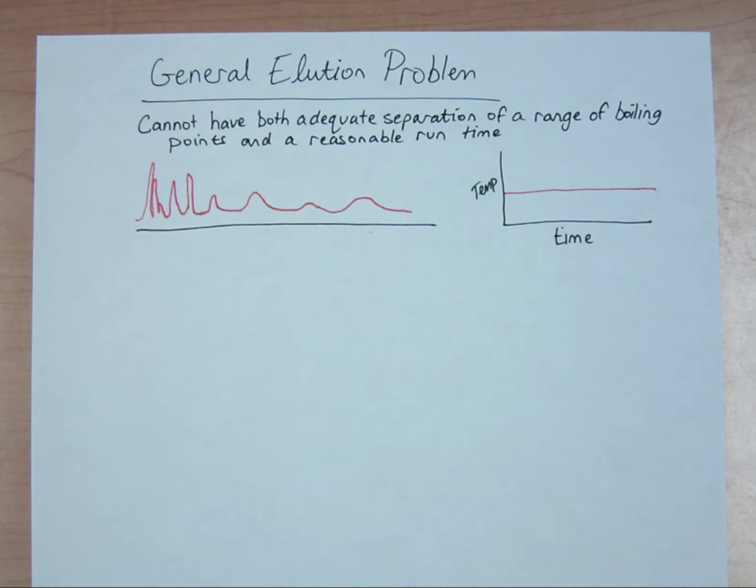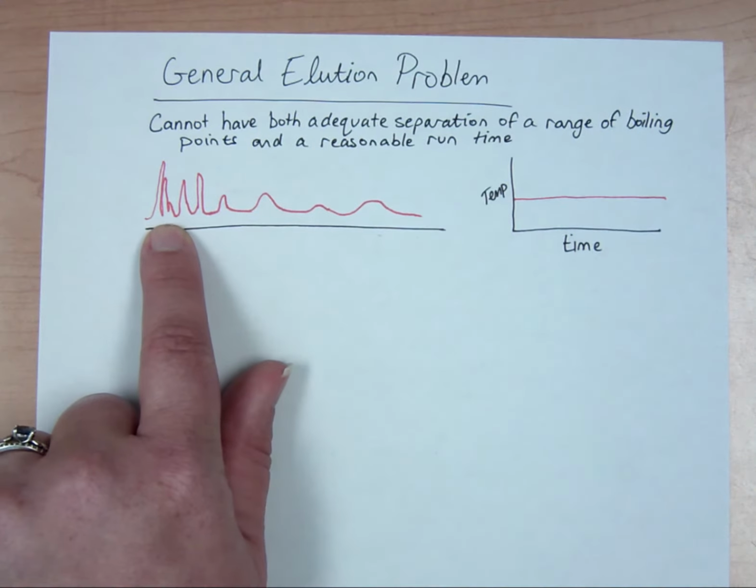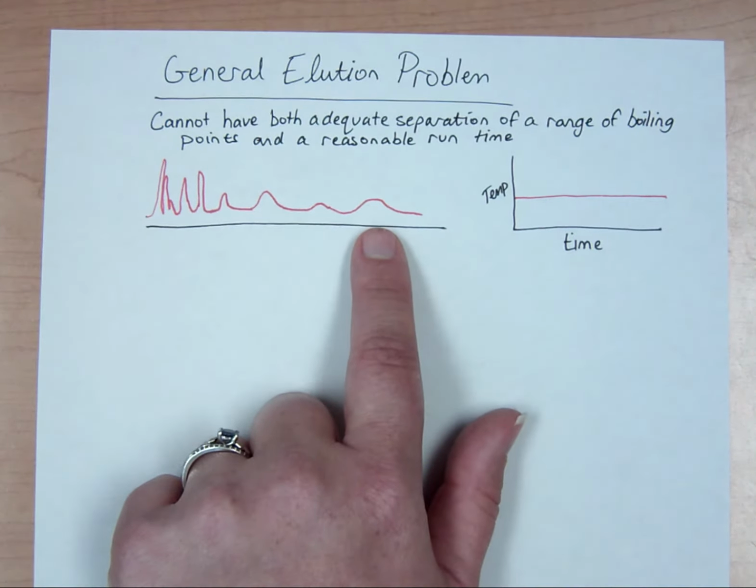So in gas chromatography, you have separation based primarily on boiling points. And the problem with this is that for a given temperature of the column oven, if you hold that constant over a range of time, you'll get compounds with very low boiling points eluting very, very closely together, and compounds with high boiling points taking a very long time to come off.